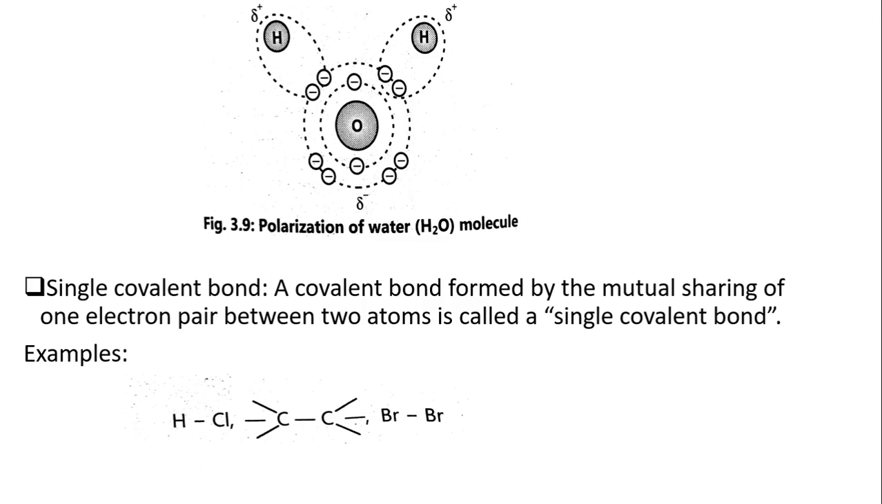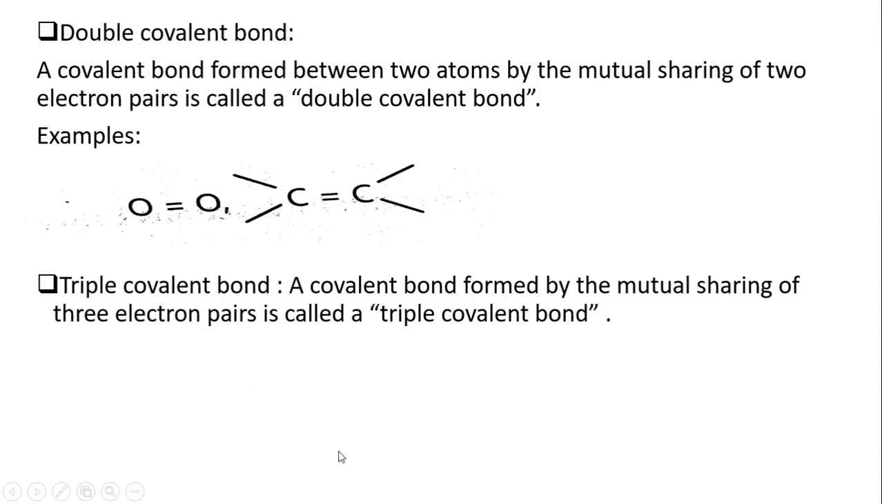There are three types of covalent bond depending upon the number of shared electron pairs. First is single covalent bond. A covalent bond formed by the mutual sharing of one electron pair between two atoms is called a single covalent bond. Here this example HCl. Second is double covalent bond.